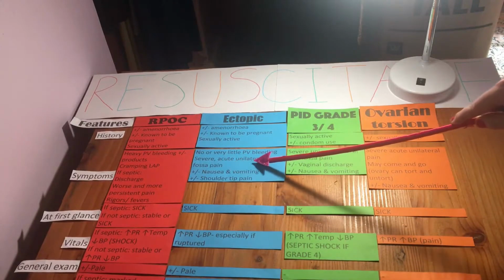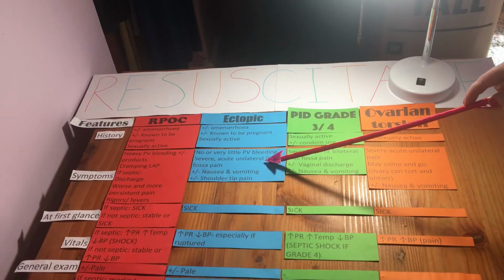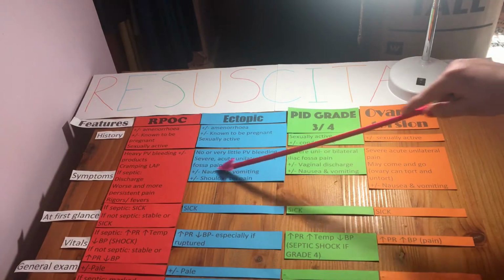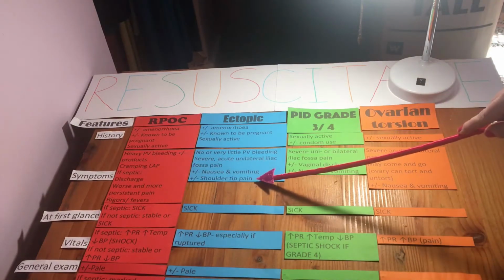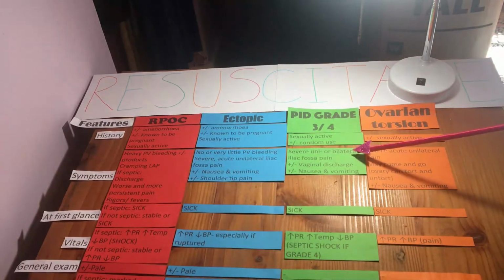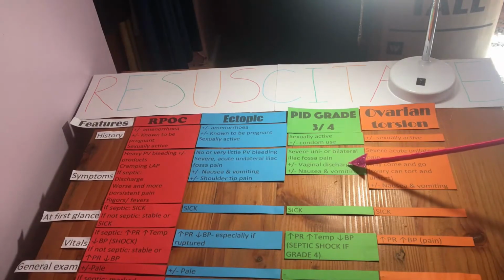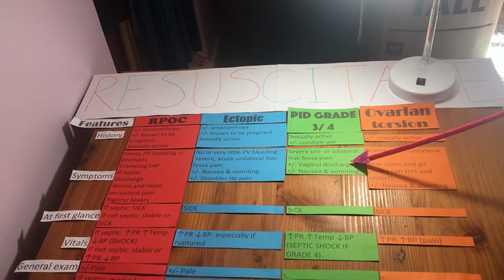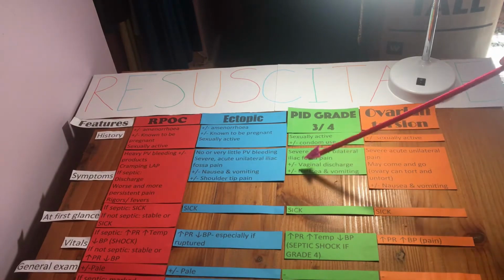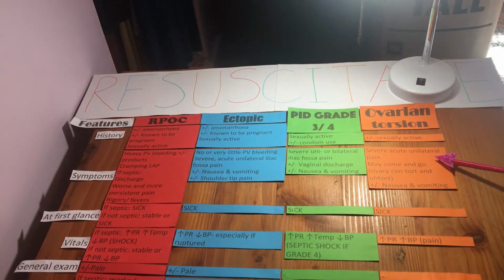Severe acute unilateral pain. When that ectopic ruptures, the pain is sudden in onset and severe and localized to one side. Nausea and vomiting because acute abdomen, shoulder tip pain because peritoneal irritation. PID, you're going to have severe unilateral or bilateral iliac fossa pain with or without a vaginal discharge. It doesn't always happen and may have nausea and vomiting cause acute abdomen. This ovarian torsion patient is going to have that severe acute unilateral pain, sudden onset. It may come and go if it's torting and untorting, may also have nausea and vomiting.